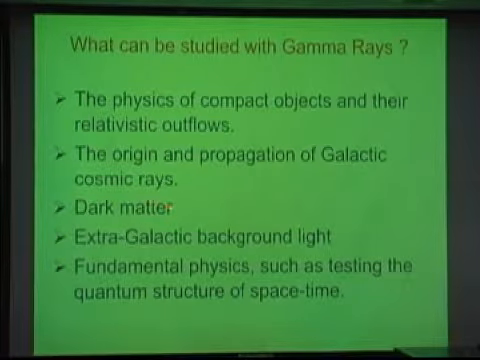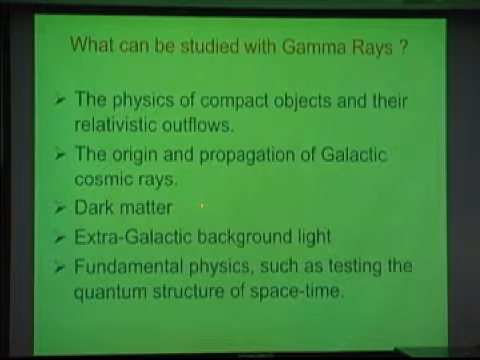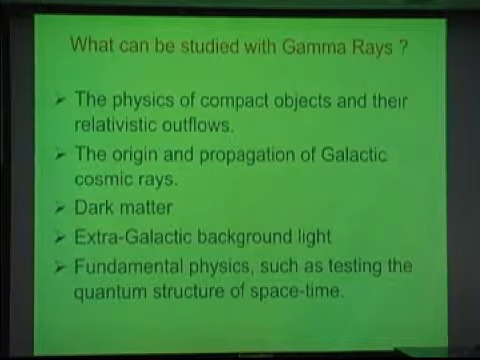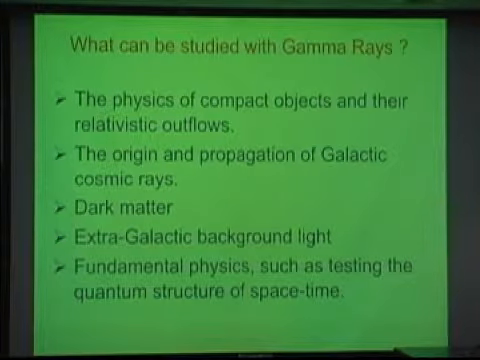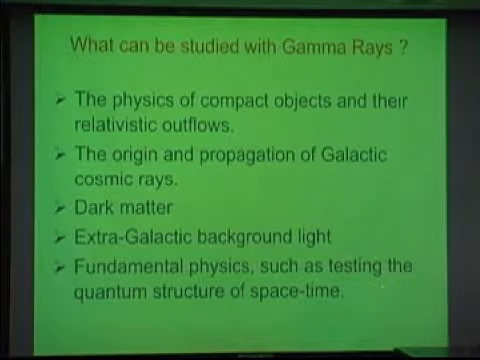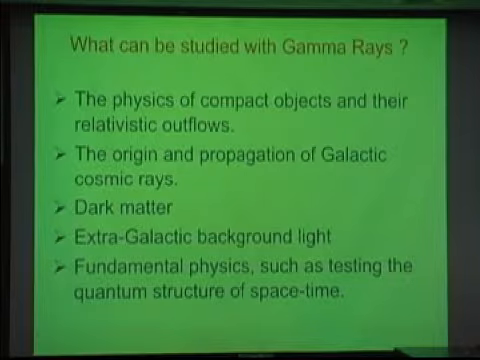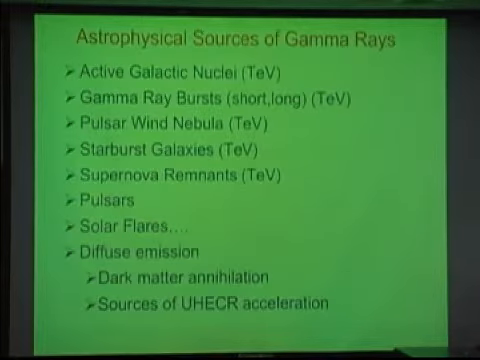Dark matter. If dark matter annihilates, it's likely that in some scenarios you're going to produce regular particles, gamma rays. In some scenarios not. Another thing that you can study is the extragalactic background light by looking at how the gamma ray sources are attenuated. I really didn't go into this, but fundamental physics such as testing the structure of space-time can also be done by looking at the time arrival of the higher energy gamma rays. I'm not going to really go into that.